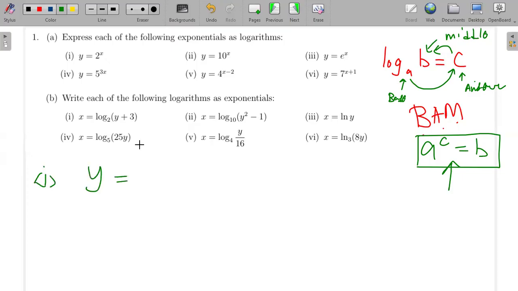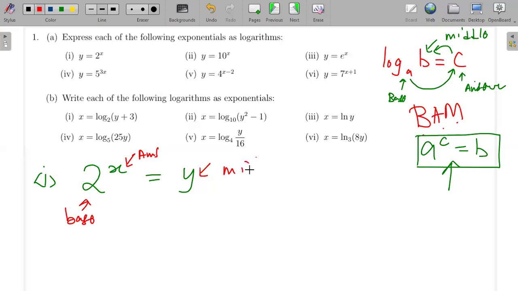Let me write it like this: 2 to the power x is equal to y. So we know that this 2 here is the base. And this x here is the answer. And this y here is what is in the middle.